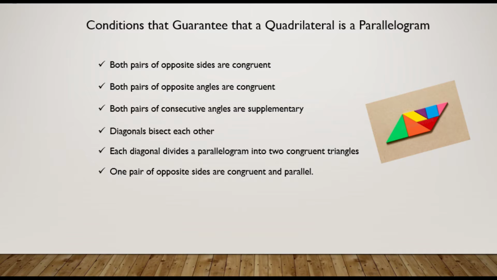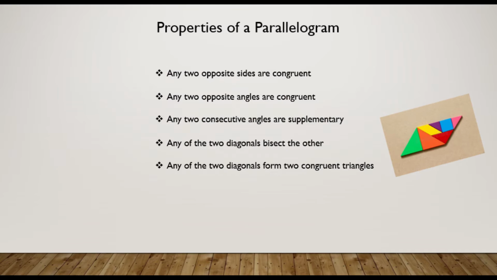From these conditions will arise the different properties that are present in a parallelogram. These 5 properties are as follows. Any two opposite sides are congruent. Any two opposite angles are congruent. Any two consecutive angles are supplementary. Any of the two diagonals bisect the other. And lastly, any of the two diagonals form two congruent triangles. Let us now try to use these properties to find measures of sides, angles, and other quantities involving parallelograms.